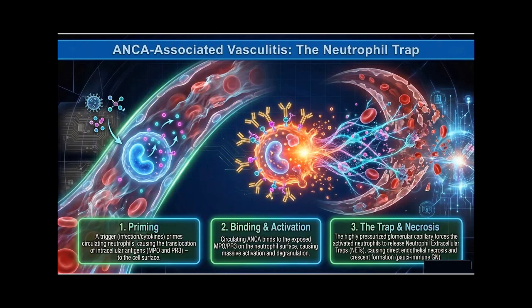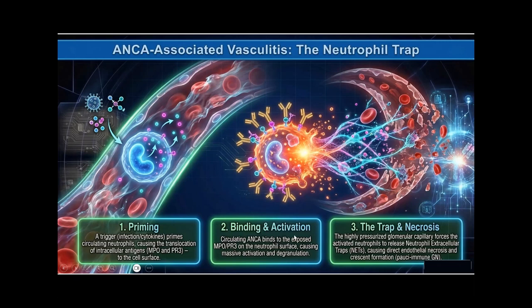Now look at that. The first one is the neutrophil in the vasculature. A trigger, inflammatory cytokines are produced, that primes the circulating neutrophil, causing the translocation of intracellular antigens. The neutrophil has antigens, the purple ones and the blue ones. They are the MPO and the PR3 antigens. They are released into the circulation. And these antigens attract the antibodies, they are the Y-shaped ones. They will form an antigen-antibody complex on the surface of the neutrophil. Binding and activation takes place.